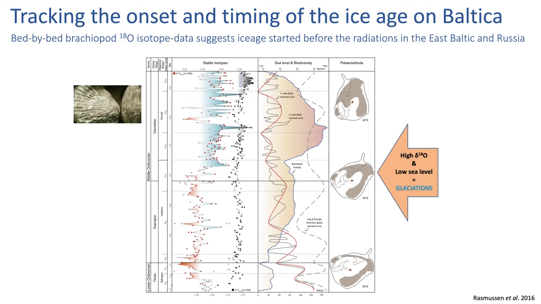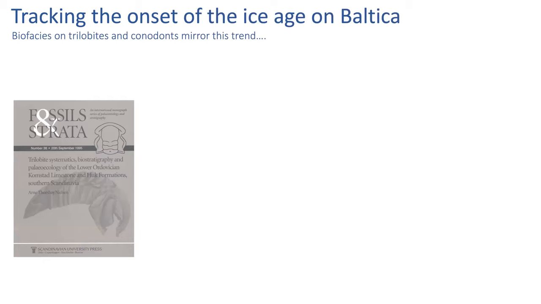But what's worth noting here is that the onset of ice house really seems to come before the rise in brachiopods. And this is somewhat interesting and something that I have started to dig into by looking into some of the older literature. And really, here is just one of them.